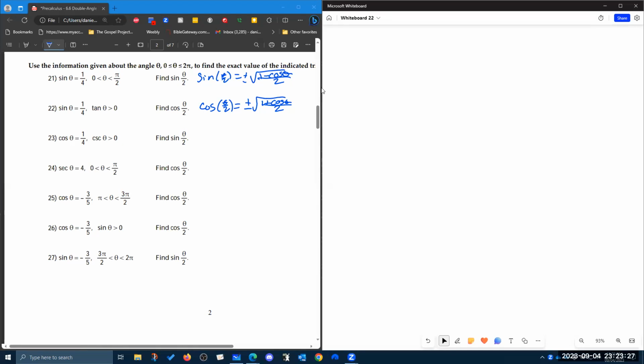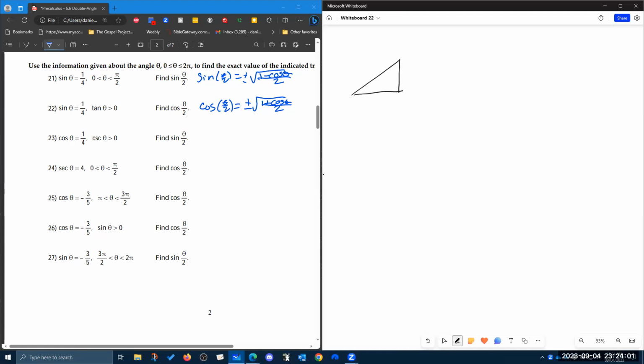We have to pay attention though to whether we're in a quadrant where the half angle is going to have a positive or negative cosine value. We have to make that choice. So in our first example here, our theta is in quadrant 1, which means that our half angle is going to be in quadrant 1 as well.